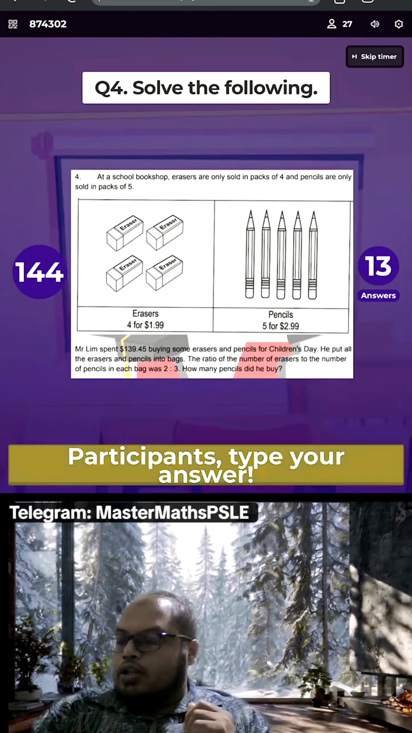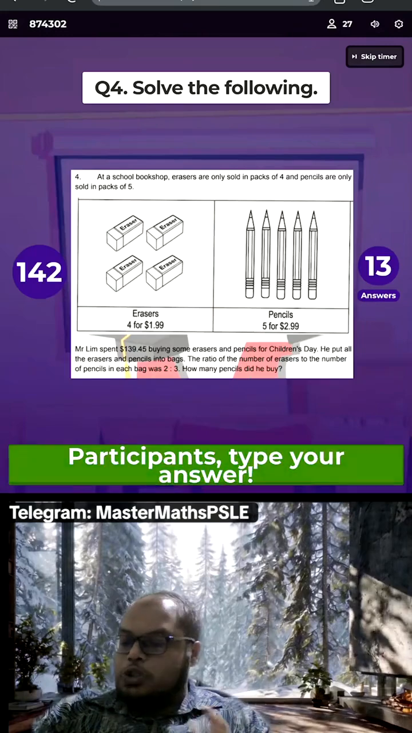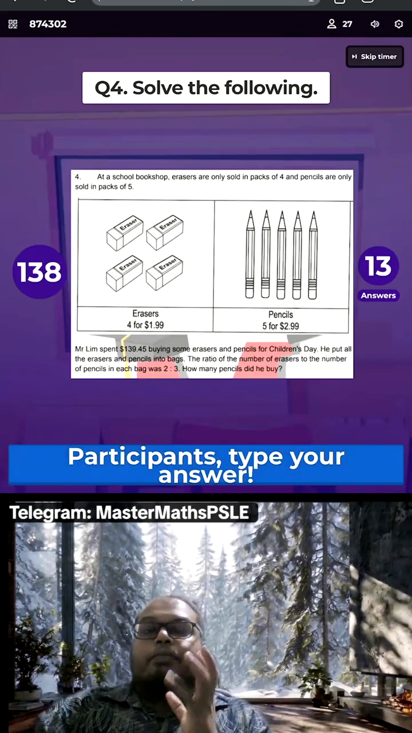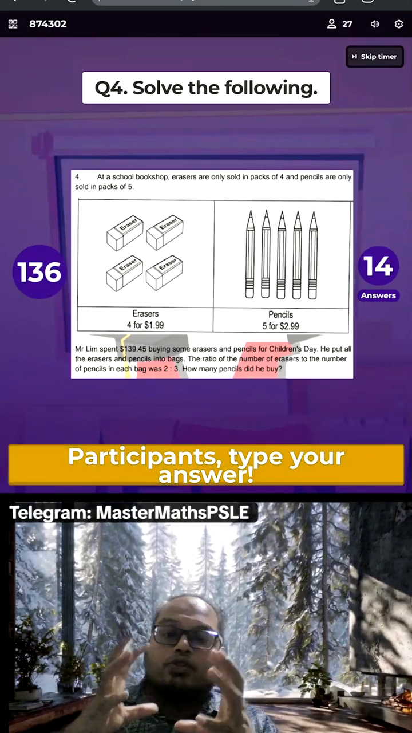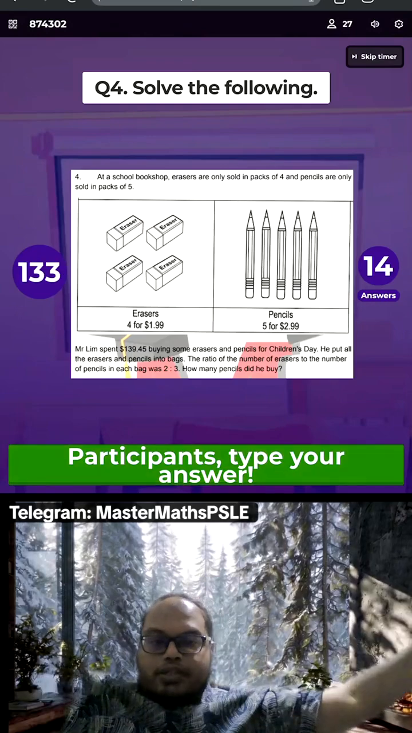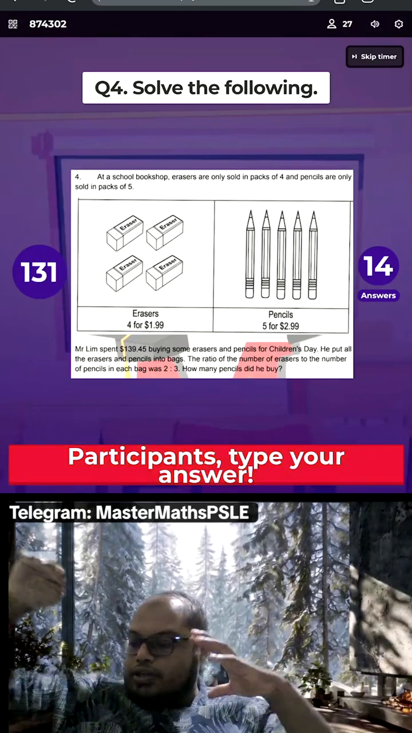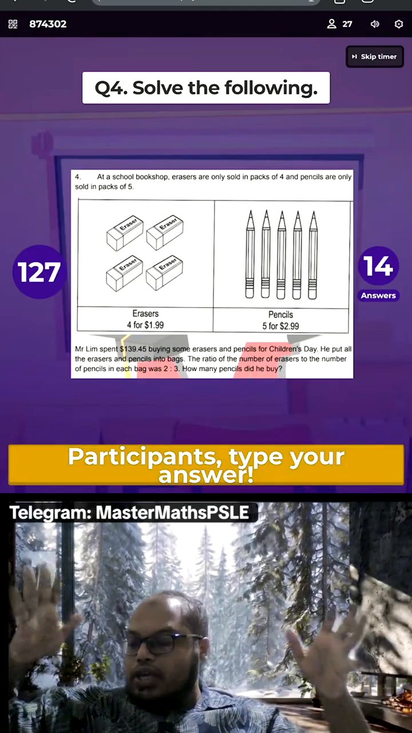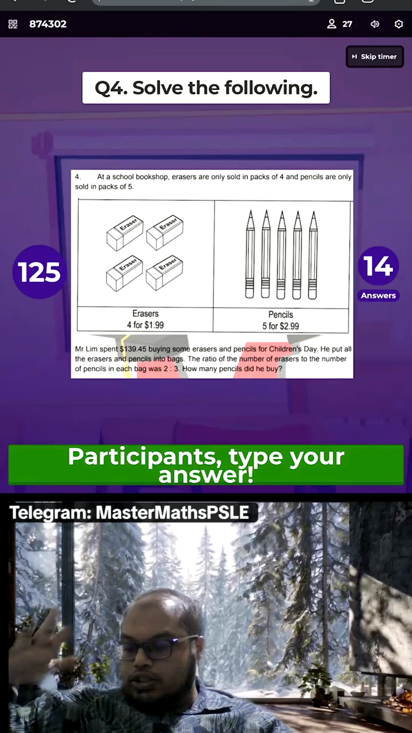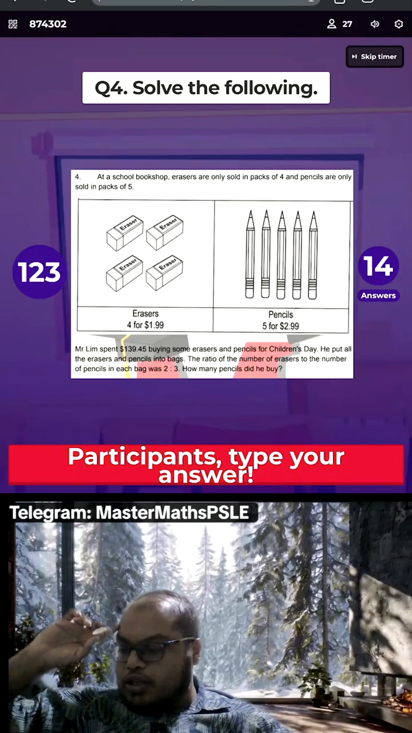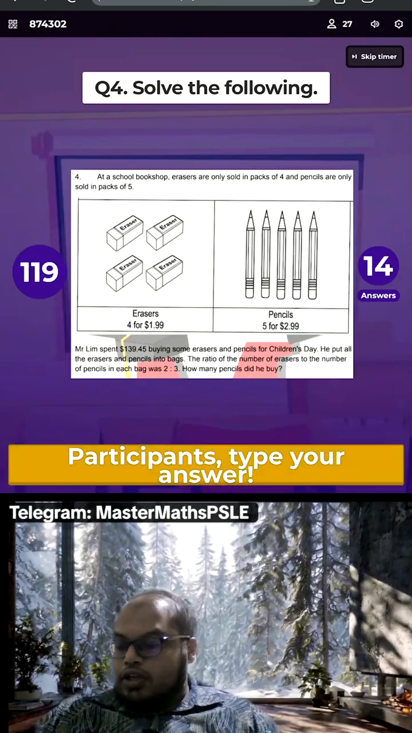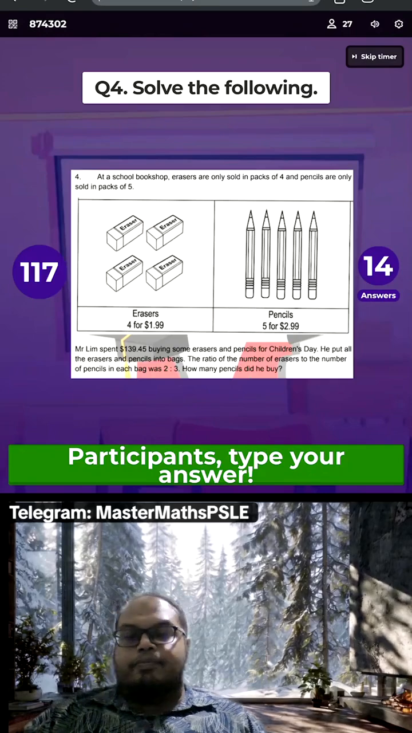He put all erasers and pencils into bags. The ratio of number of erasers to number of pencils in each bag was 2:3. So you can imagine if one bag is 2:3, you've got all the bags. So basically the pencils are multiple of 2, the erasers are multiple of 3. No, the other way around, sorry. Erasers are multiple of 2, pencils are multiple of 3. And how many pencils did he buy?